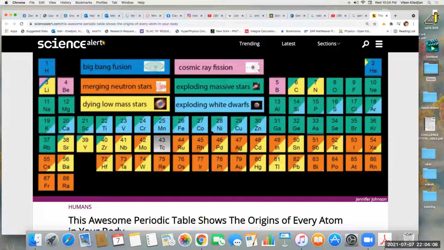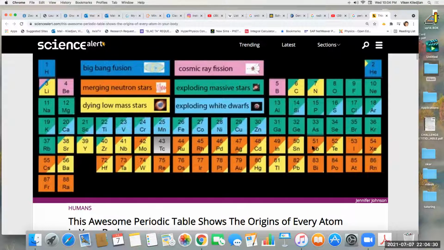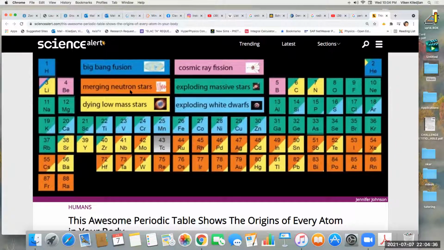Okay, so they're created by the exploding white dwarfs. Now, how about this orange one? We owe a lot of things to the orange one. Wow, merging neutron stars, orange. So all of these, look at that: Rh, Ru, silver. All of these things we owe to two neutron stars that are merging.